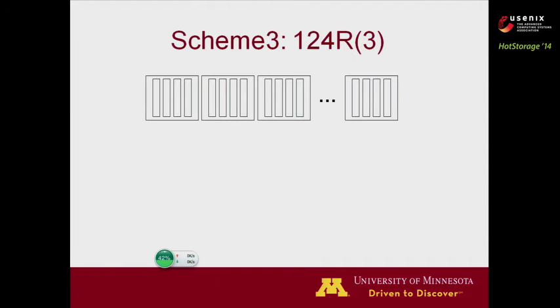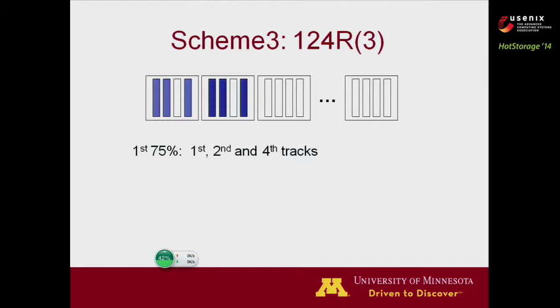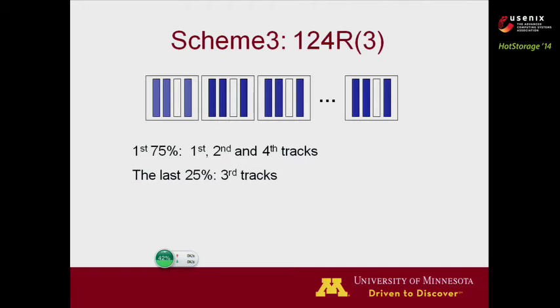Okay. And then the third scheme is, for the first 75%, we map to the first, second, and fourth tracks, and then just follow one band by one band. Okay, and then for the last 25%, we map to the third tracks.